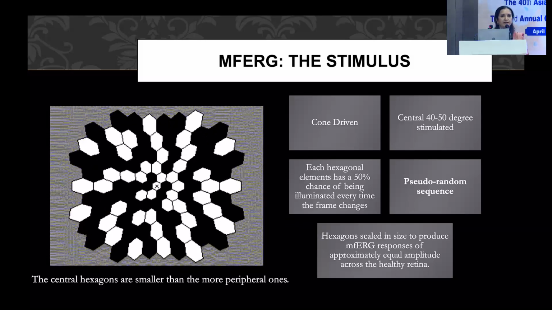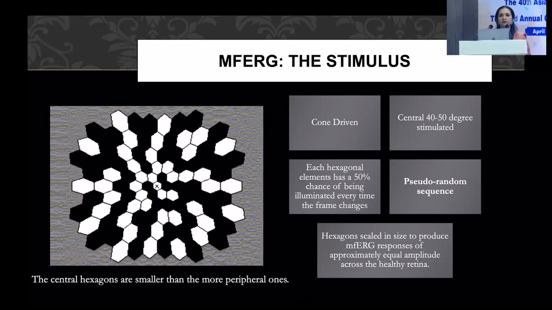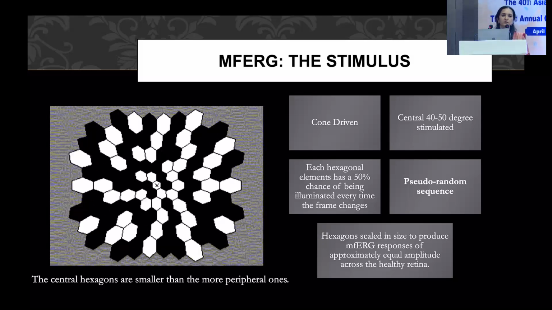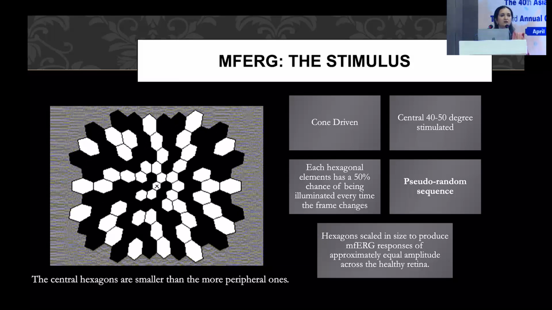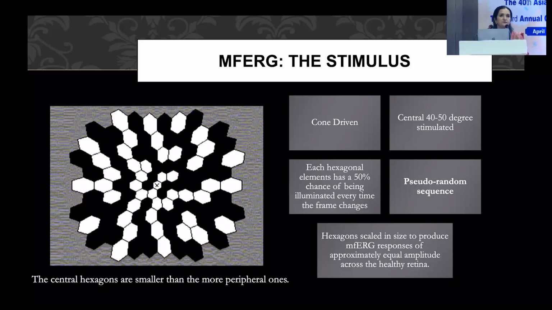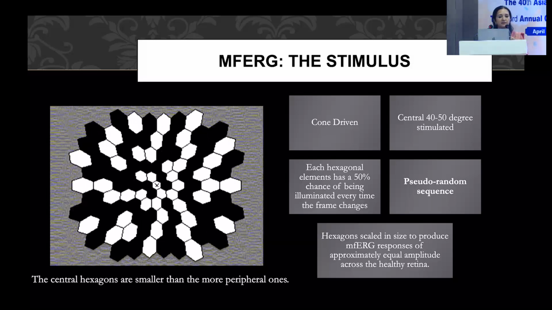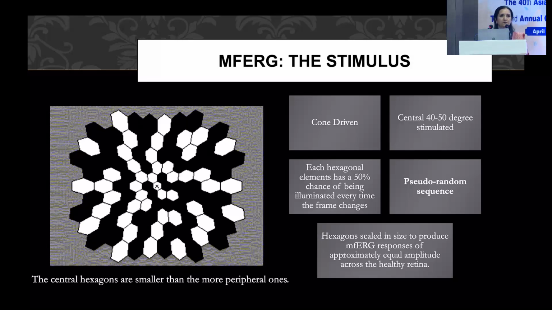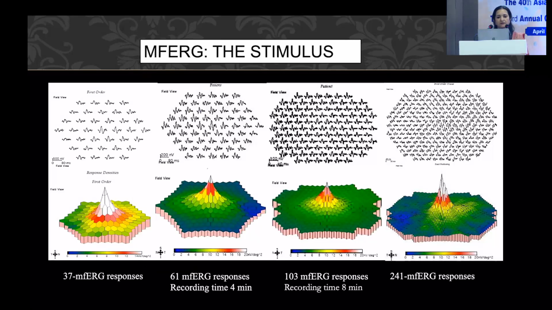This is the special kind of stimulus which is used for multifocal ERG. It is called the random, or actually pseudo-random. Why pseudo? Because it looks random, but there's nothing random about it. It blinks and changes from dark to light according to a set algorithm, so much so that it ensures that 50% of the hexagons are on and 50% are off. Even the size of the hexagon is scaled, so you can see the hexagons are smaller in the central area because the density of cones is more here. So each hexagon is stimulating an equal number of cones across the central 40 degrees.